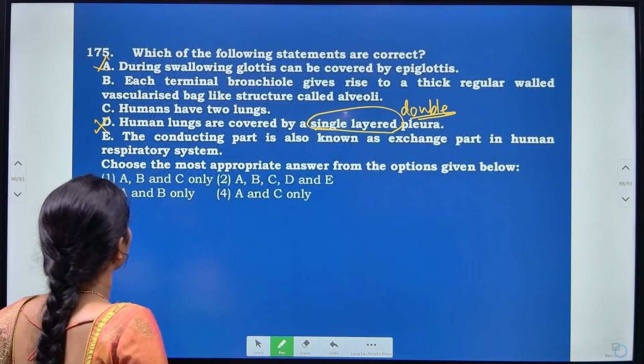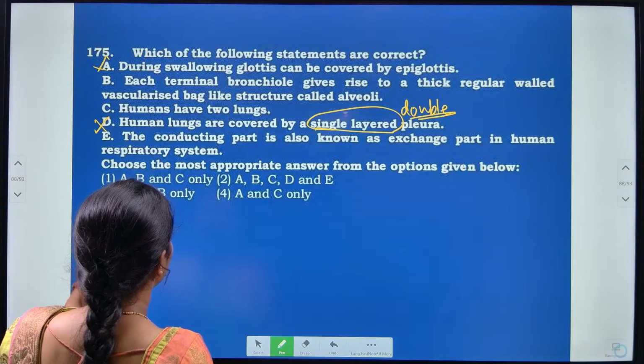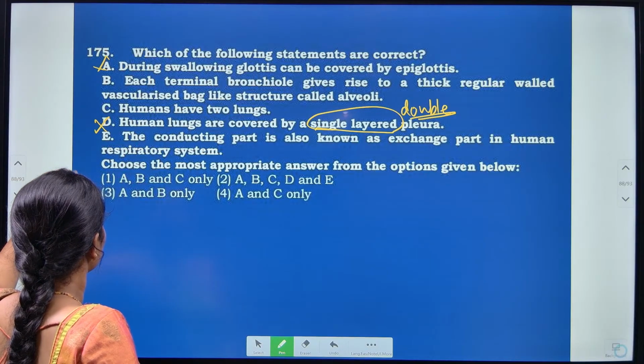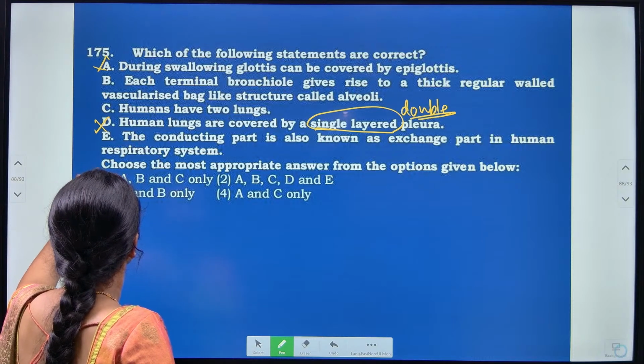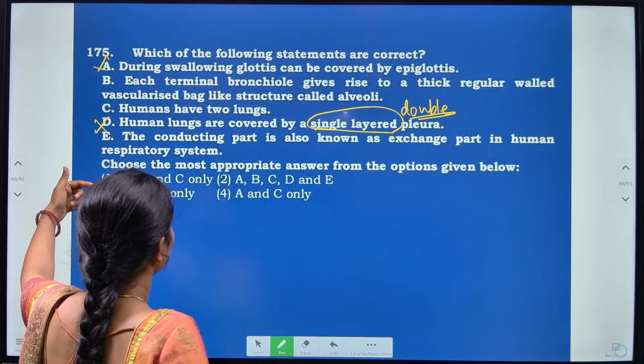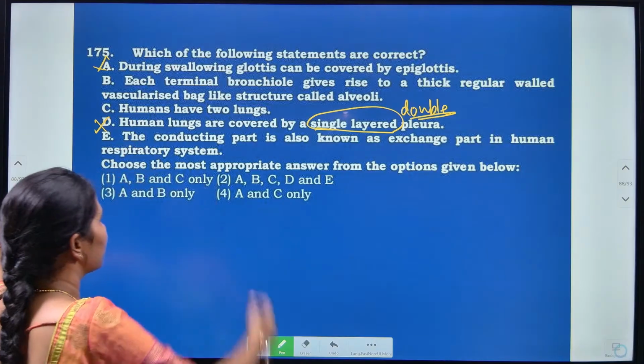Okay, B, C and E here. They are given. A and B, A is incorrect here. Or A and D, they have given A and D. No. Okay, so this will be the right option here.